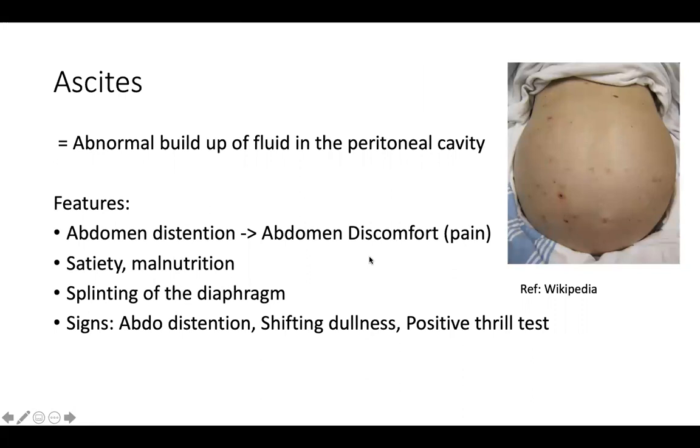Just quickly, ascites. So we're talking about abnormal buildup. Before we were talking about pleural effusions and abnormal buildup in the pleura. Now we're talking about abnormal buildup of fluid in the peritoneal cavity. You can get, as you can see in the picture, this distended abdomen that is painful. You can also get splinting of the diaphragm. Basically, the diaphragm really needs to move to facilitate breathing. If you've got all this fluid and it's really tense, your diaphragm can't. So not surprisingly, people have some trouble breathing. Signs: you've got abdo distension, shifting dullness, and a positive fluid thrill test.